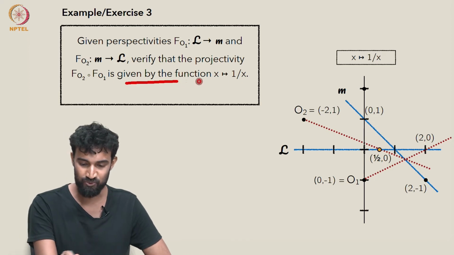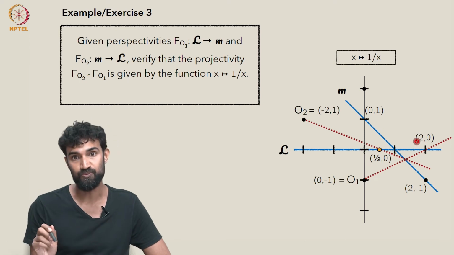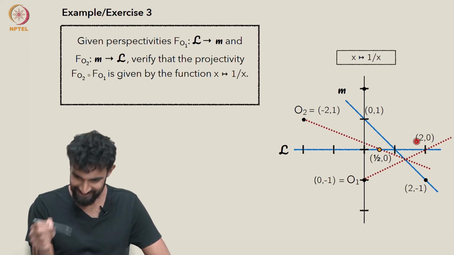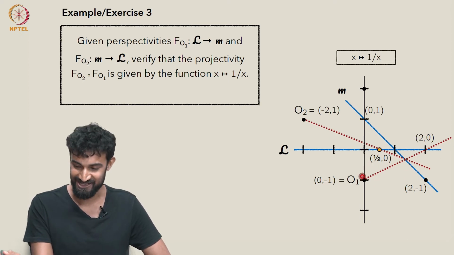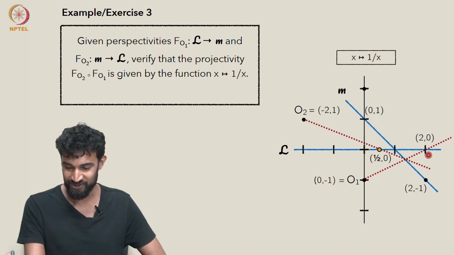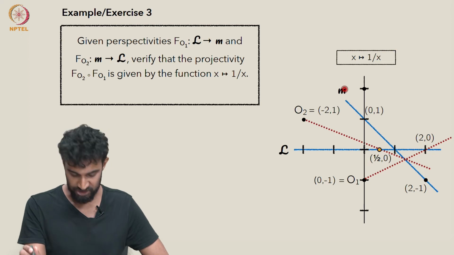So this seems to agree with the function x goes to 1 over x for that point 2. And like in the other examples, try a couple more out. See where it sends 1, see where it sends 4, see where it sends 3, and see if you can convince yourself that this construction will recreate the function x goes to 1 over x.